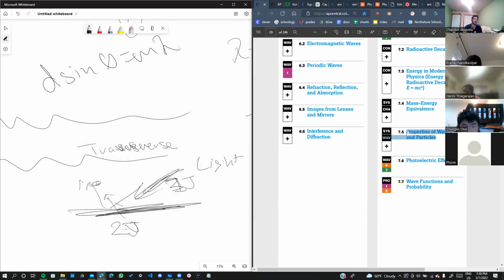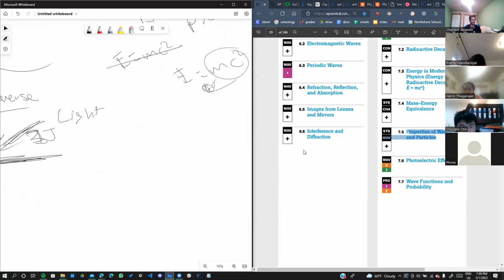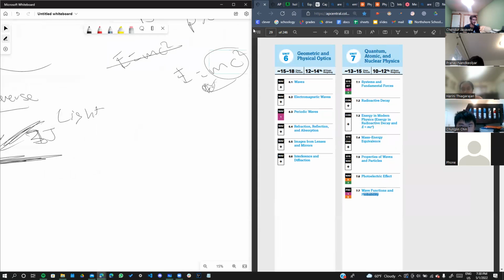Properties of waves and particles. I think here they're just trying to show that anything that has mass moves around, and that is pretty much it. Wave functions probably rarely show up on the exam, so you don't need to worry about that. So that is pretty much it in terms of content.